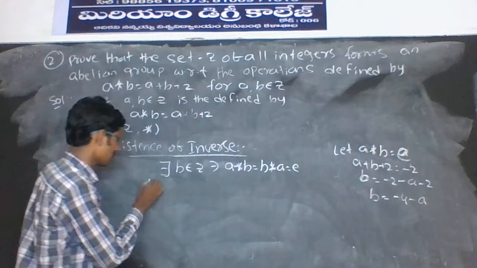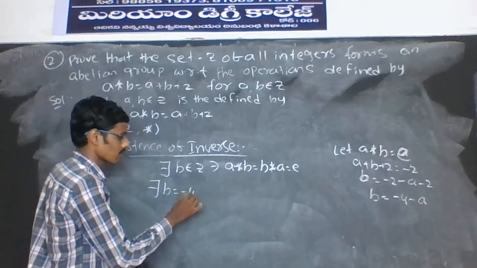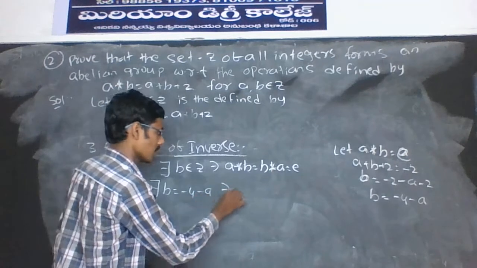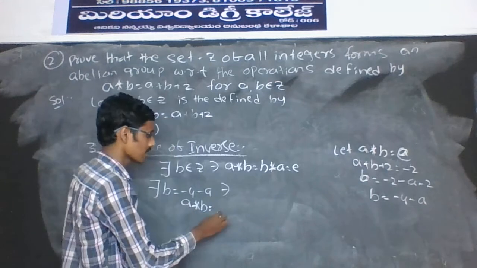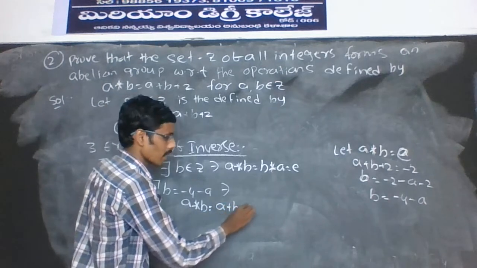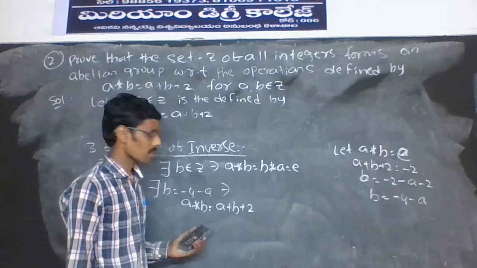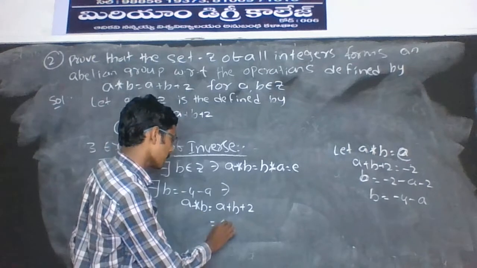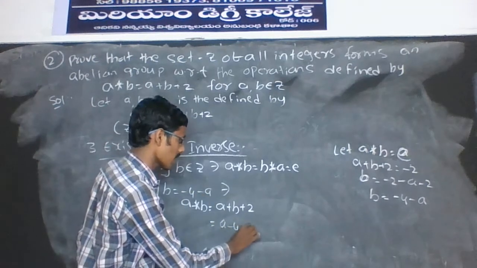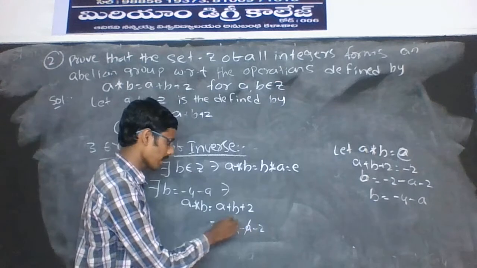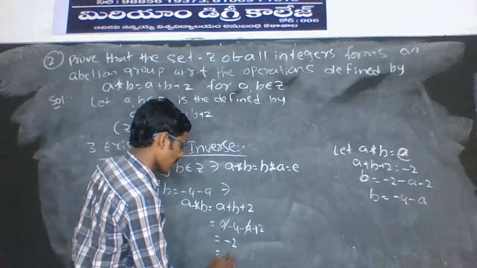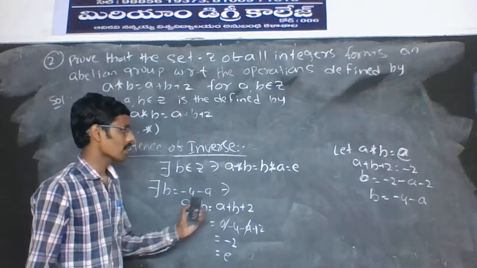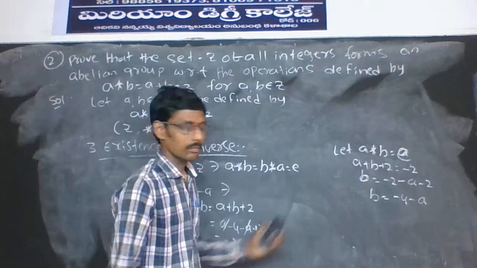There exists b equal to minus 4 minus a such that a star b is equal to e. a star b is written as a plus b plus 2. Substituting b, a plus minus 4 minus a plus 2. The a cancels, minus 4 plus 2 is minus 2, which implies e. So a star b is equal to e. Next.